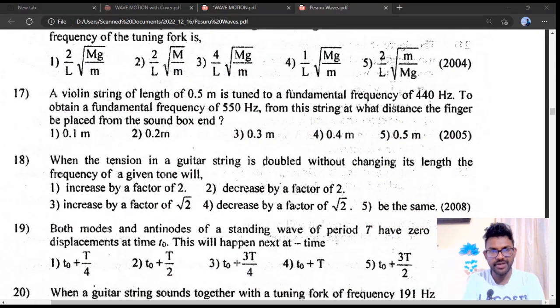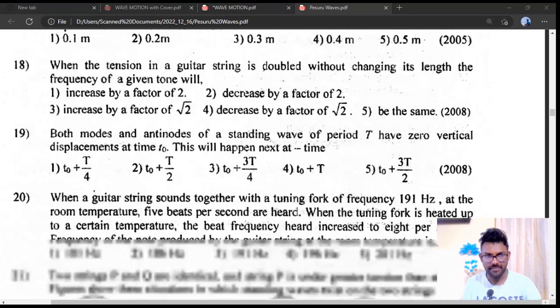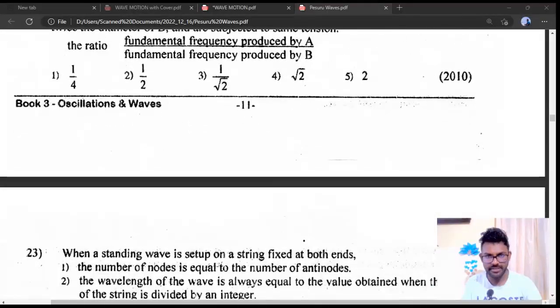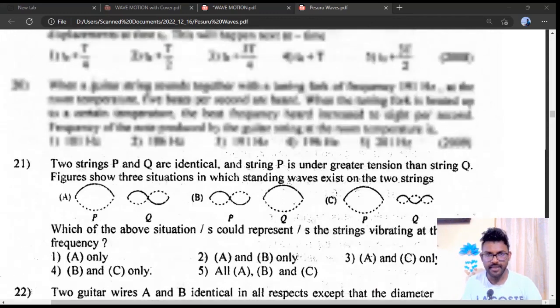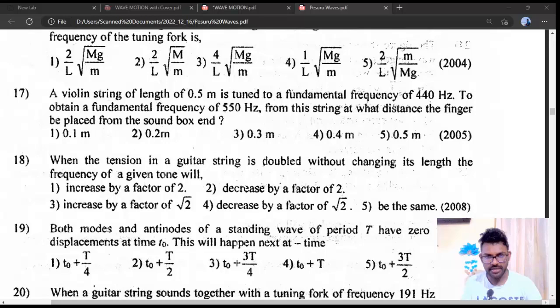Okay, so right now I have navigated to the questions. I have extracted them from the Pesuru book. If you have that Pesuru book, you can turn to page number 11 in Book 3, where you have waves and oscillations, and go to question 18. So that is the two.